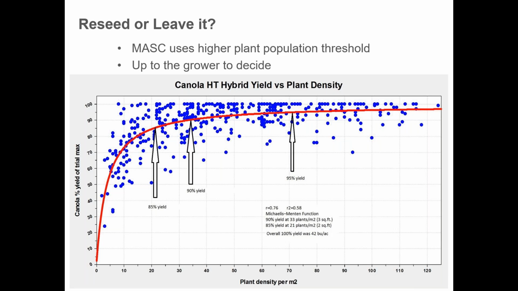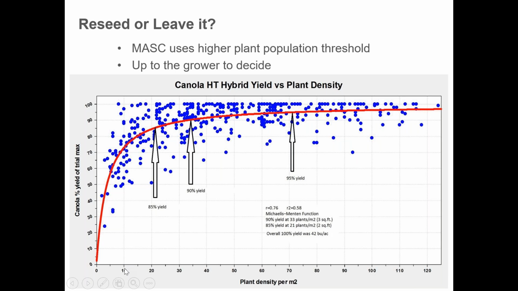What we're looking at here on this graph is canola yield based on density. So this was a meta-analysis of a lot of different trials. You can see all of the dots are different results from trials. On the left-hand side here is percent of yield of that trial maximum at 100% by density per square meter. So basically what you see is as you're into lower plant stands, you can reach 100% yield potential, but the spread of yields is much bigger.